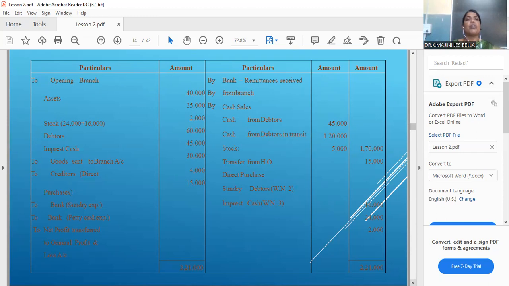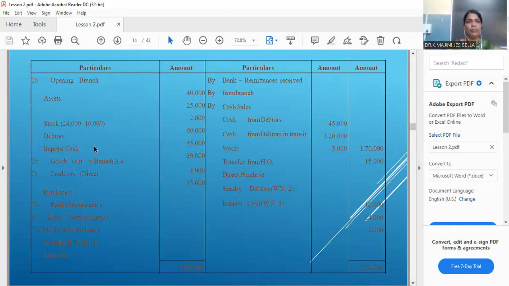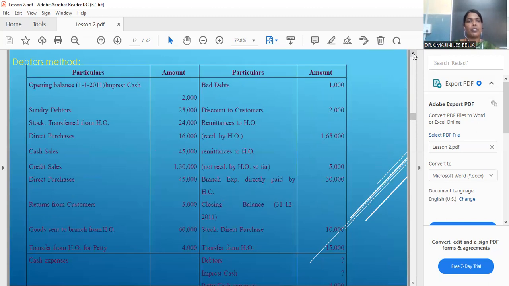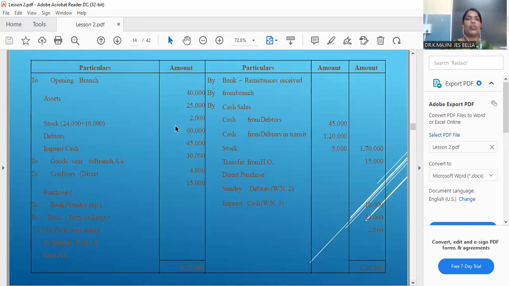Opening branch assets. What items are there? We have to write them. Stock they have given, right? How much is the stock? See the question. Stock transferred from head office 24,000. Direct purchase 16,000. You can write here stock 24,000 plus 16,000, 40,000. Okay, you should write here from head office and direct purchase. Then you come to the next, debtors. Debtors how much? 25,000, right? So you can write here debtors 25,000.